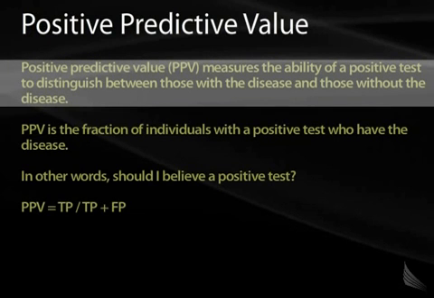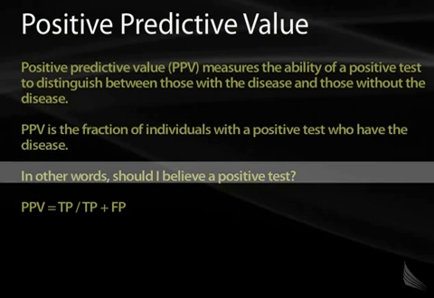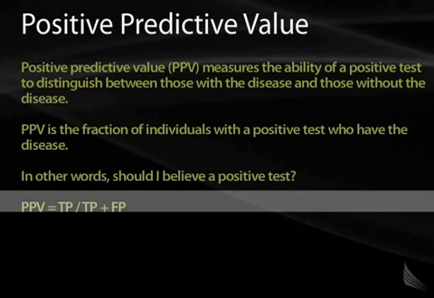The positive predictive value, or PPV, measures the ability of a positive test to distinguish between those who have the disease and those who don't. PPV is a fraction of individuals with a positive test who have the disease. In other words, should I believe a positive test? This actually, clinically, is a much more useful value than the sensitivity or specificity, because in clinical medicine, these are the questions that we're faced with. We get positive and negative tests all the time. How much faith should we put in these test results? In this case, the PPV is going to equal the number of true positives divided by all the positive test results that we obtained.